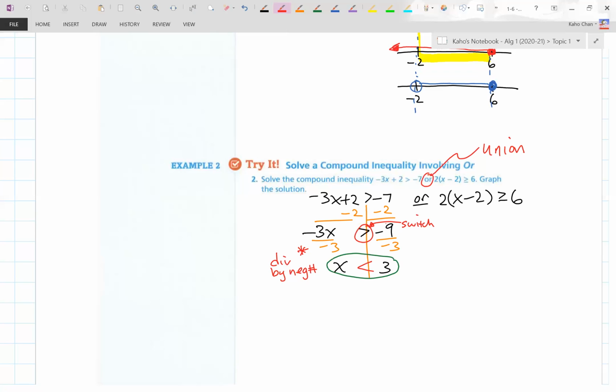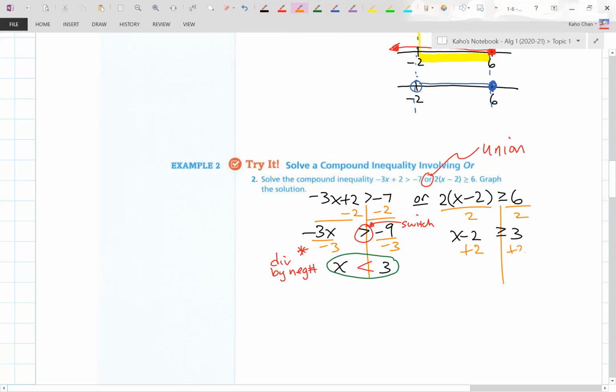Second half. I guess I could divide by 2 or distribute the 2. 2 will go into 6 evenly, so that's a great option that I'm going to apply and avoid the distributive property. You don't have to, especially if you have a fraction that doesn't reduce on the other side. Great, look at this. Add 2 to both sides. x is greater than or equal to 5. Yay!